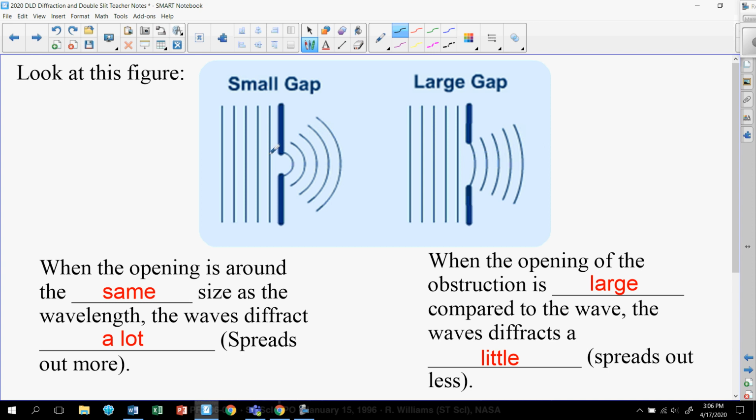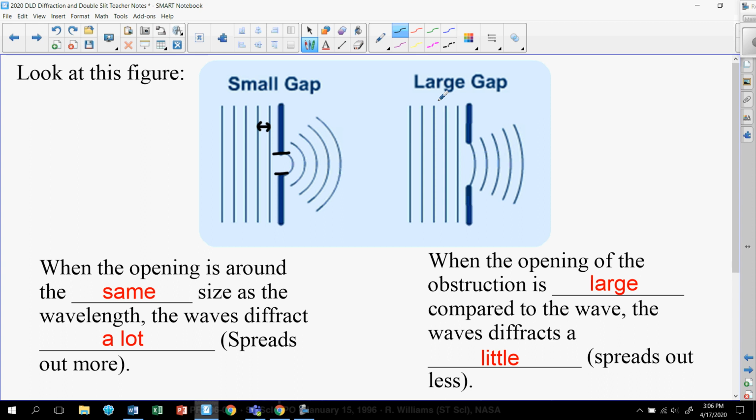All right, so I've got two figures here. How much diffraction occurs depends partially on how big the opening is for the waves to get through. So if we look at the first picture here, if we look at that distance and that distance, they're not exactly the same, but they're fairly close. And what happens is when the opening is around the same size as the wavelength of the wave, and of course this right here is the wavelength of the wave, the waves diffract quite a bit, a lot. And it just means that it spreads out more, filling in these empty spots a lot more.